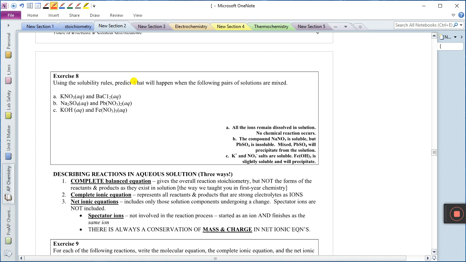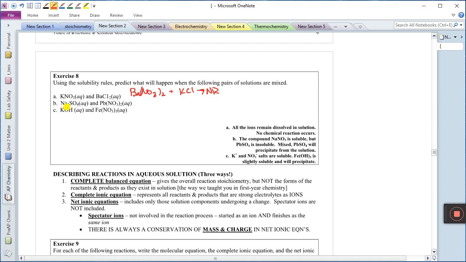On A, what would my two compounds be when we switch partners? Barium nitrate and potassium chloride. Is that the proper formula for barium nitrate? Yes. What charge does barium come with? 2. And nitrate. So barium nitrate plus KCl. Would either of these precipitate? No. No. So this is actually no reaction.